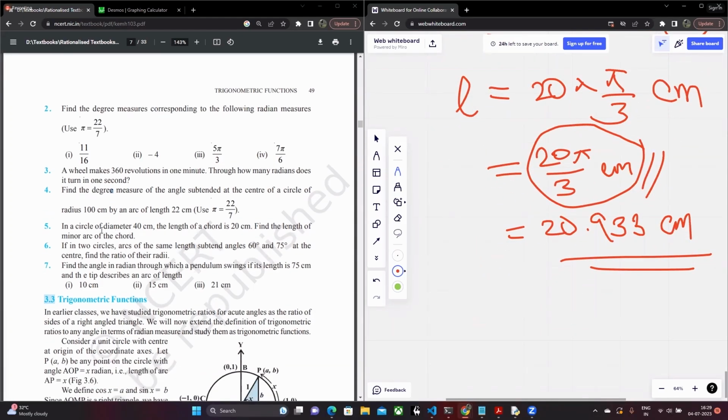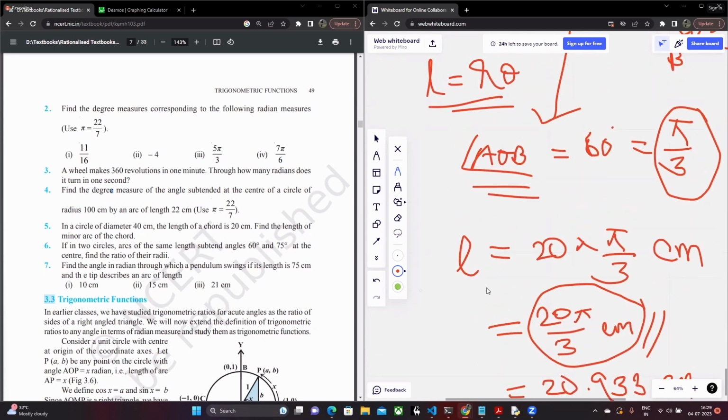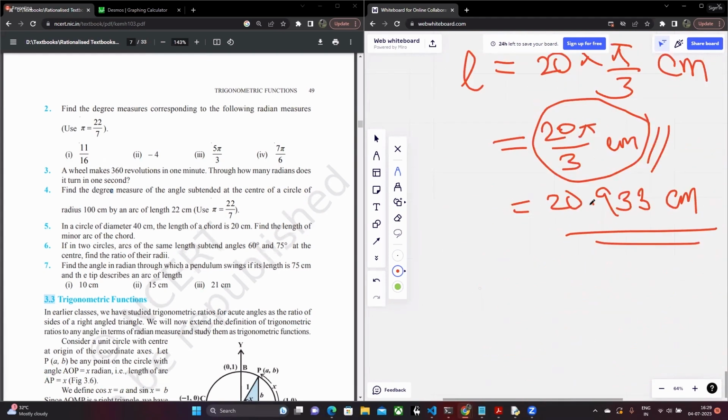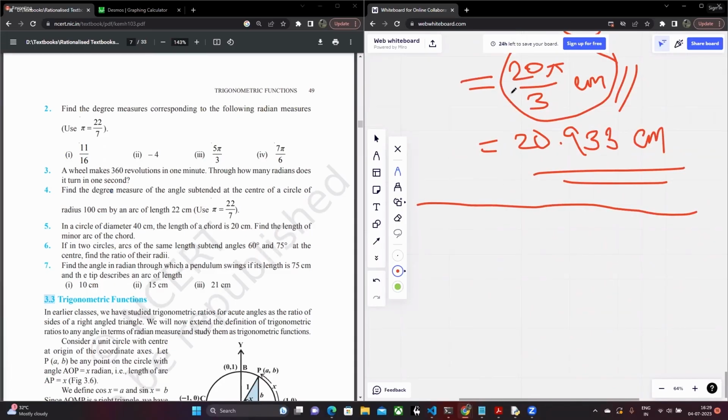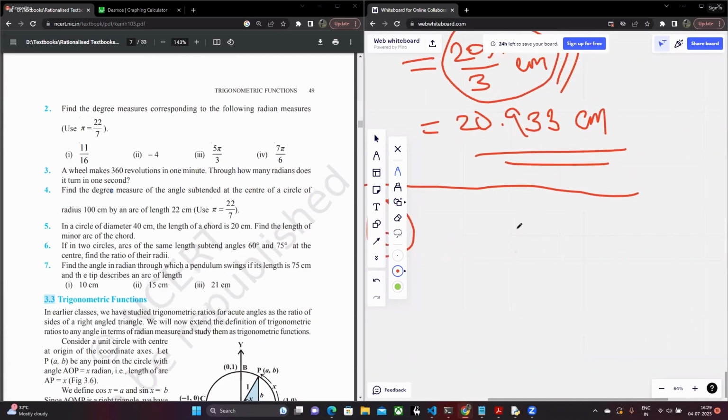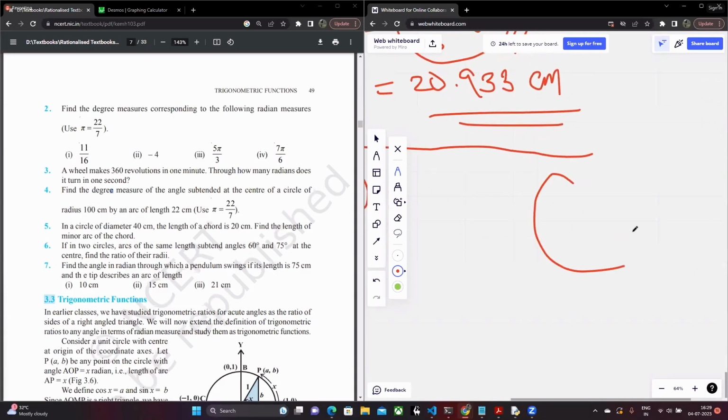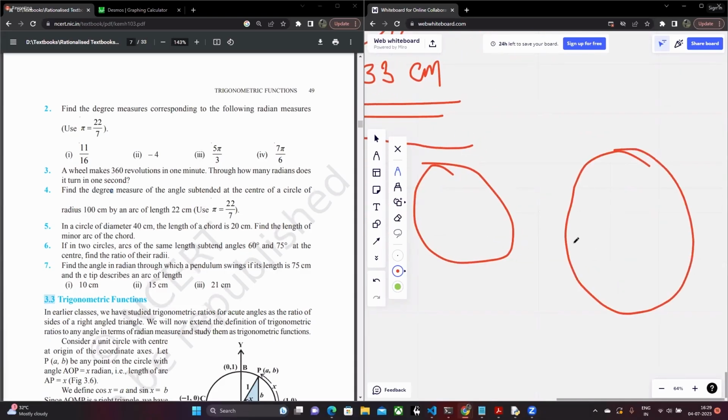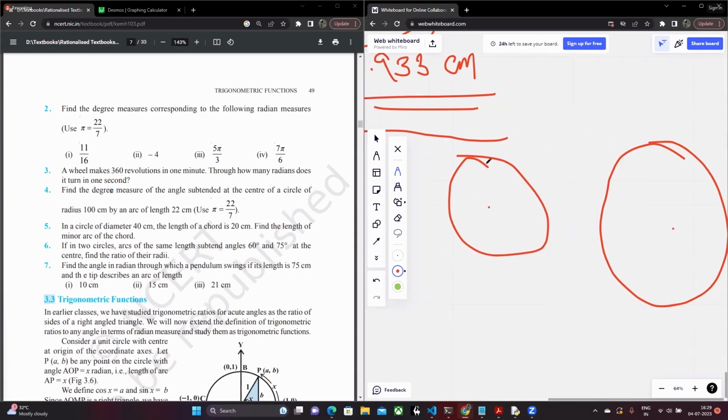Having taken care of that, that's question number 5. Here you have question number 6. If in two circles arcs with the same length subtend angles 60 and 75 at the center, find the ratio of their radii. So you have, first of all, two circles of different sizes. Let this be R1 and let this be R2. This length be L, and this is theta 1.